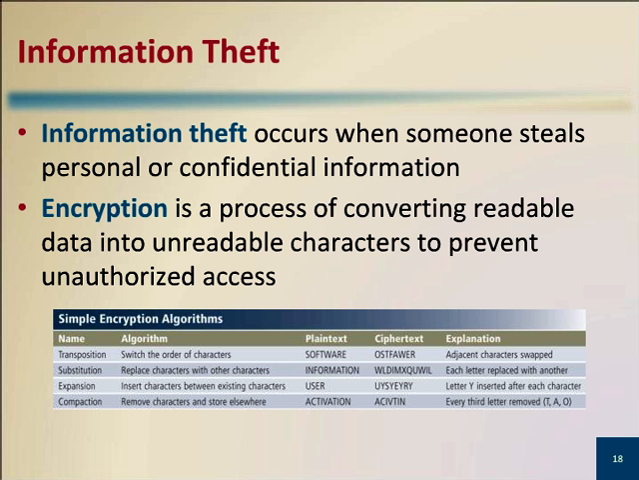Encryption safeguards against information theft. Encryption is the process of converting plain text, that is readable data, into ciphertext, that is unreadable characters. An encryption key, the formula, often uses more than one method. To read the data, the recipient must decrypt or decipher the data.